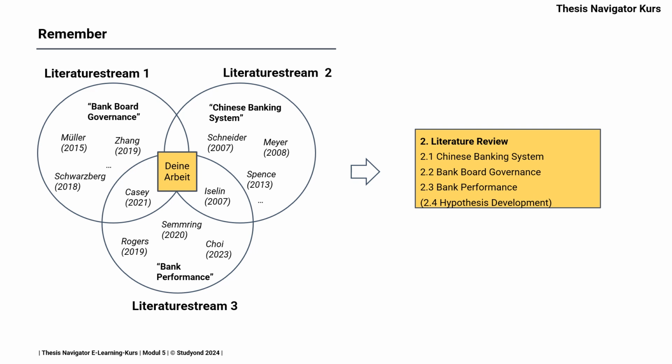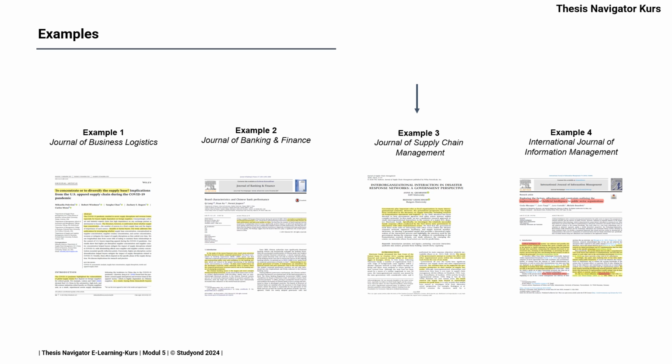In our specific example, we have the following 3 literature streams. 1. Chinese banking system, meaning all literature and publications that generally deal with the Chinese banking system. 2. Bank board governance, including all publications revolving around the topic of bank board governance. And 3. Bank performance, including all publications that deal with the performance of banks.